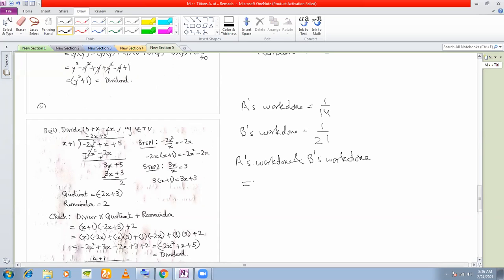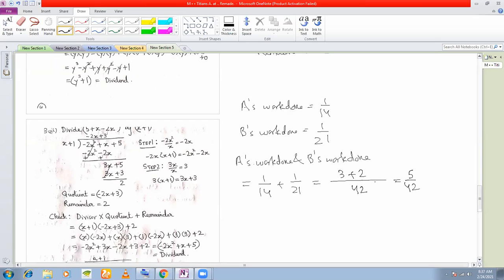If they were working together, how much part of the work do they complete in one day? 1 by 14 plus 1 by 21. So take the LCM. LCM of 14 and 21 will be how much? 42. So 3 plus 2, 5 by 42. This is the work done by A and B both.